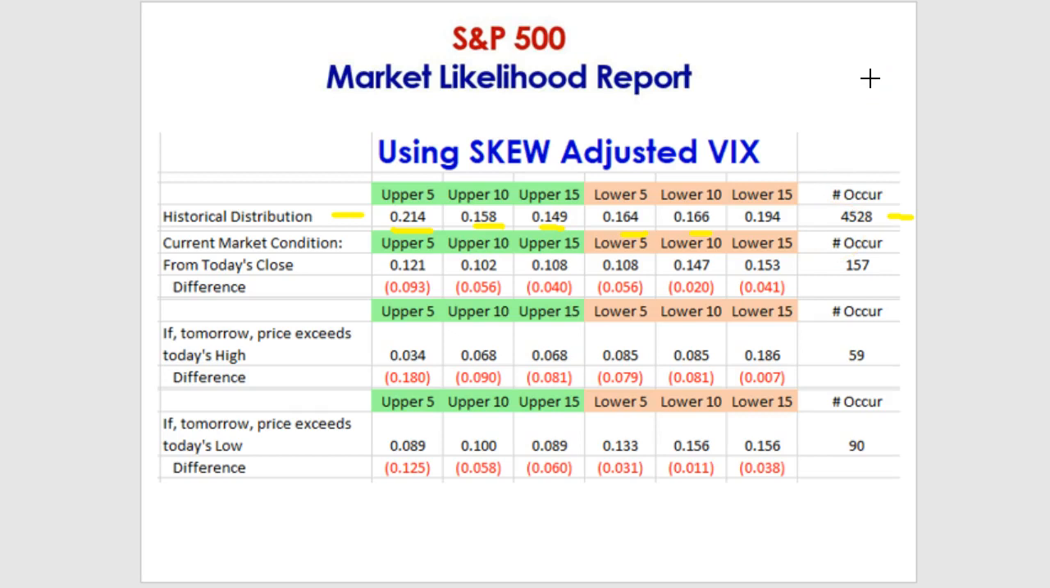Looking at these bands like that. Now, what we do is we go to our current market condition, and we note that we had 157 occurrences in this particular look back. The upper 5-day band out of those 157 got struck 12.1% of the time. That's quite a bit less than the benchmark of 21.4. That's why you could see that negative 9.3% underneath it. It's a pretty strong difference. The upper bands did not get struck near as often as the benchmark.